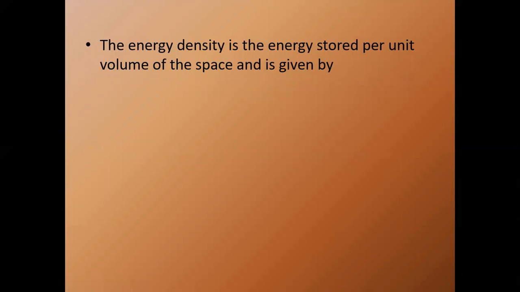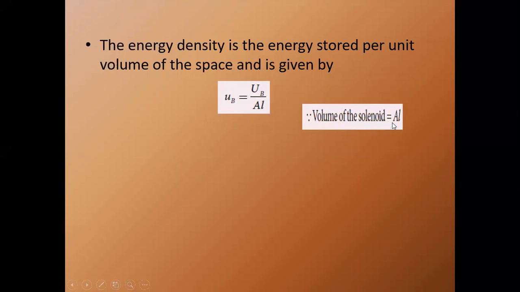Now I have to find out the energy density. What is energy density? Energy density is the energy stored per unit volume. We can write the equation for energy density, denoted by small u, as u B is equal to epsilon B by volume, so energy density is energy by volume. What is the volume? The volume of the solenoid is A into l. This is equation number 7.